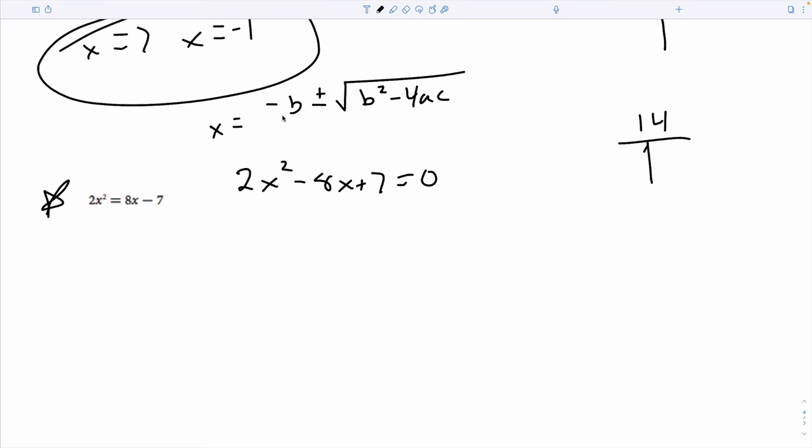Good. Don't cross out 64 and 56. No, just cross out the things that are outside of the square root.